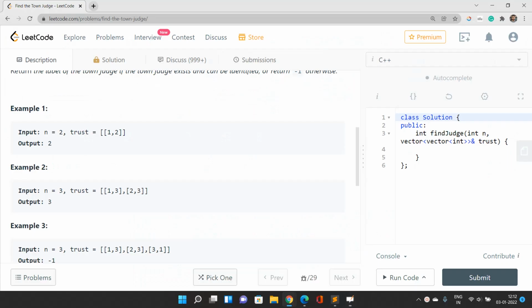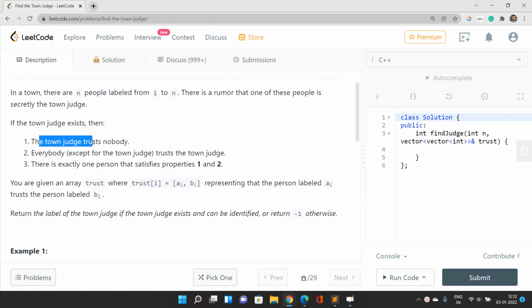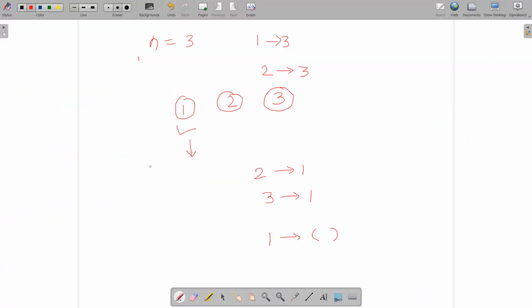This is because, as you notice in the problem statement, the town judge trusts nobody. So if 1 is the town judge, then you should not find any element like 1 comma any element. You should not find anything like this, because in that case our assumption that 1 is the town judge will not be satisfied, because this town judge is trusting some other person. And every person excluding the town judge must be trusting person 1. So there must be elements like 2 1, 3 1, 4 1 and so on if there exist more elements.